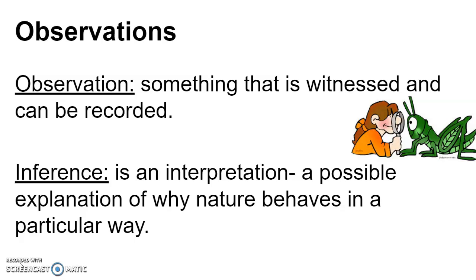Whereas an inference is an interpretation. Right? So it's a possible explanation of why nature behaves in a particular way. And I would say the key thing in that definition is that it's an explanation. Looking at the picture over to the right of the girl looking at the grasshopper, an observation that I could make is that the grasshopper is green. An example of an inference would be, well, since the grasshopper is green and has 1, 2, 3, 4, 5, 6 legs and 2 antennae, I can infer that it is a grasshopper. Okay, so just some key differences between the two.